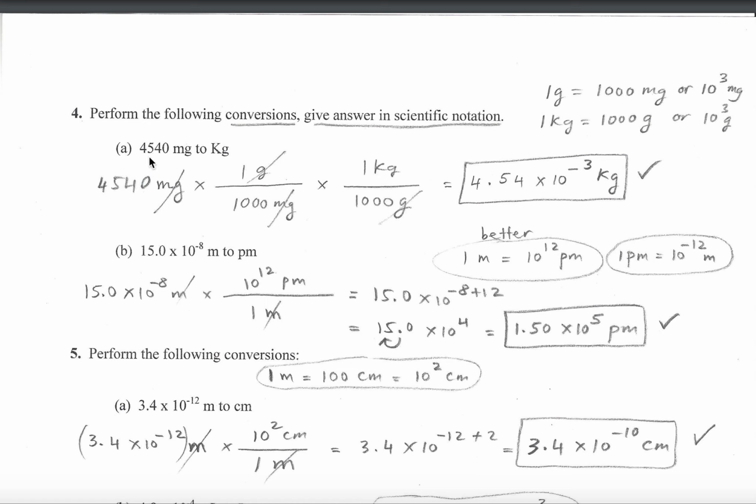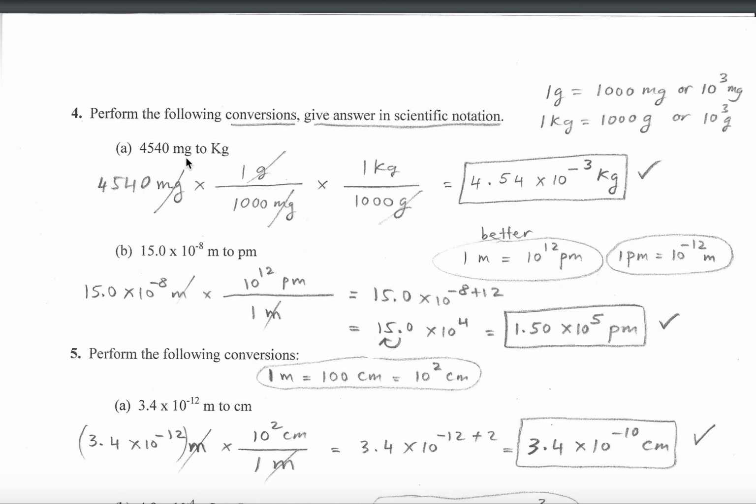Converting 4,540 milligrams to kilograms. Notice that this number has only 3 significant figures because there's no decimal point. And that last 0 doesn't count because we can replace that. If we do scientific notation, we wouldn't need that 0. So let's convert it, and keep that in mind. You will have only 3 significant figures by the time you finish.